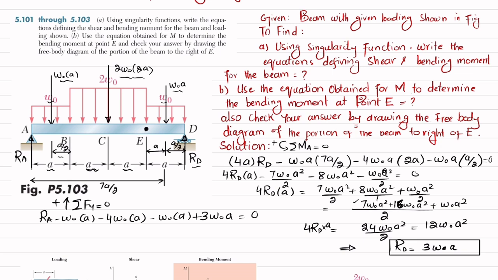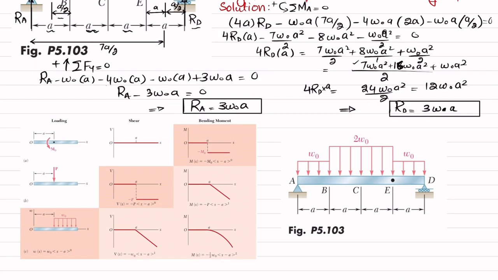So you can see this will be minus 4, minus 1, minus 5, minus 6. So minus 6W naught into A plus 3W naught into A will give you RA equal to... minus 3W naught into A is equal to 0. So from here you will get RA equal to 3W naught into A. Now we have reaction on both sides, so we will represent it over here. You can see this is 3W naught into A, and this is also 3W naught into A.